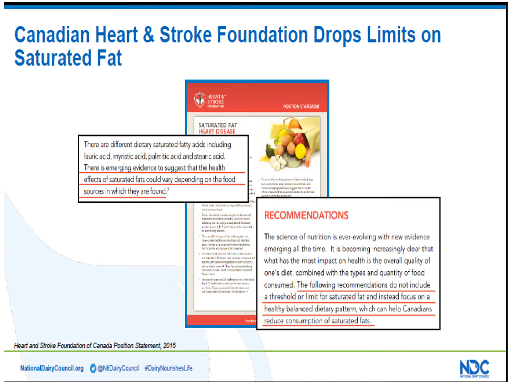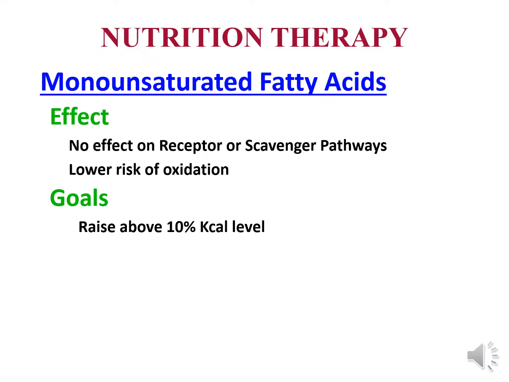All right. Now, monounsaturated fats are considered heart friendly because they don't affect the liver receptors. They don't increase the scavenger pathway. They only have one double bond, so they have a very low risk of oxidation, so they don't increase the risk of chronic inflammation or anything like that. So there is a call to possibly increase the recommendation to 15%. But I'm kind of like the Canadians. I think we should be looking at food and not individual nutrients.